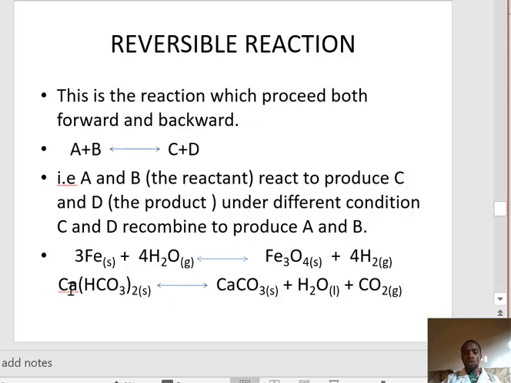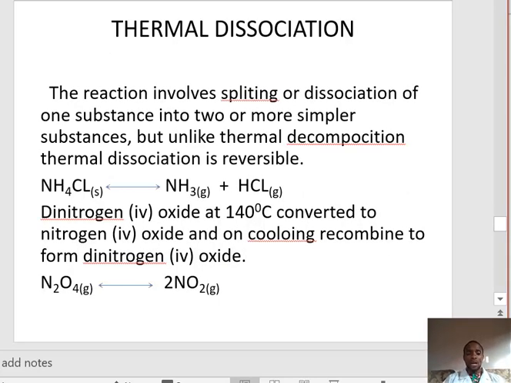Then also the decomposition of calcium hydrogen carbonate, which will give us calcium carbonate, water, and carbon(IV) oxide. So this is a reversible reaction, meaning this calcium carbonate plus water plus carbon(IV) oxide can recombine again to give us calcium hydrogen trioxocarbonate.